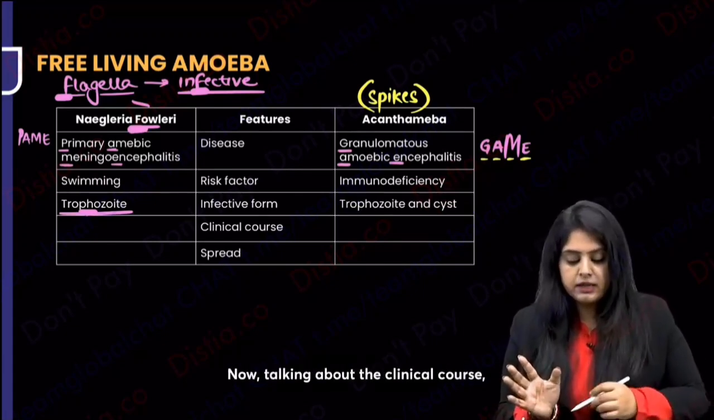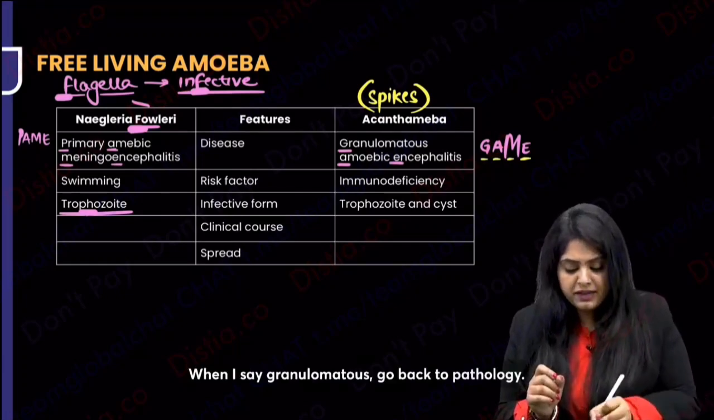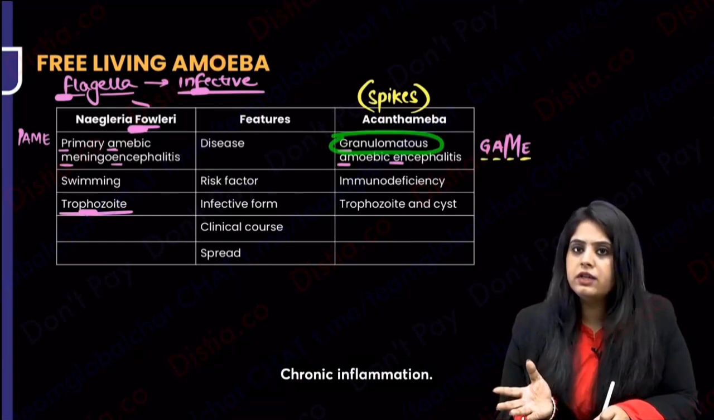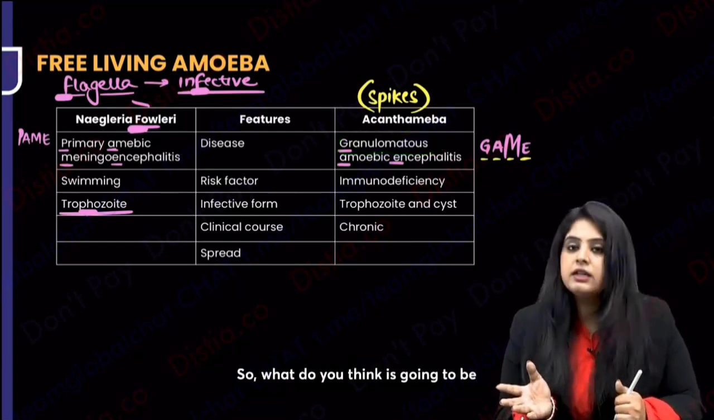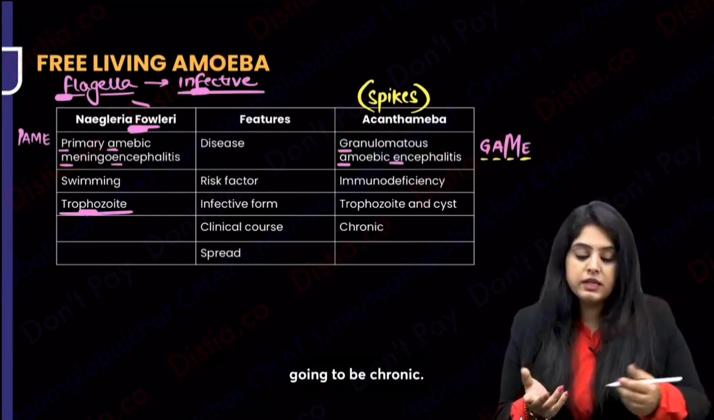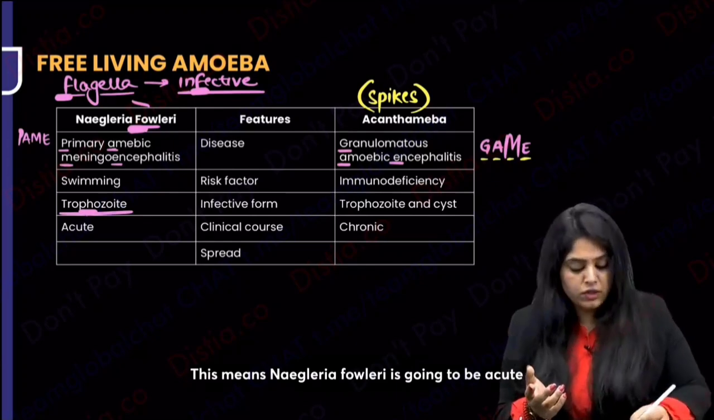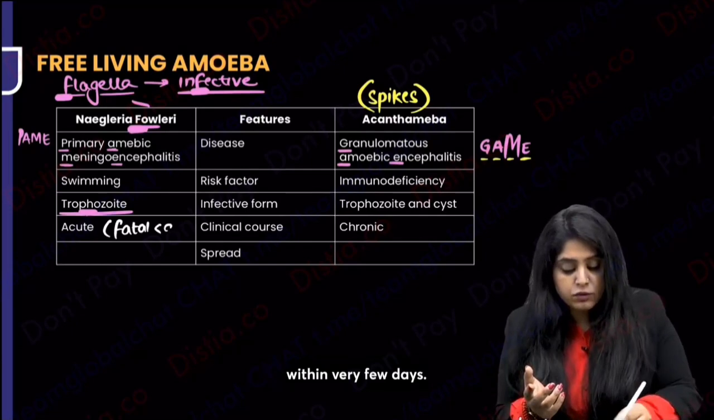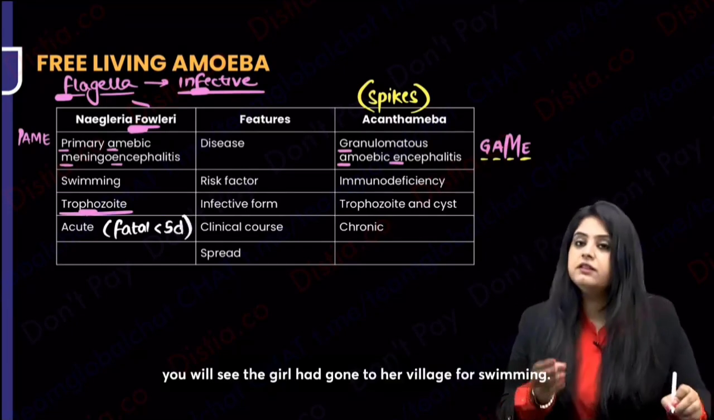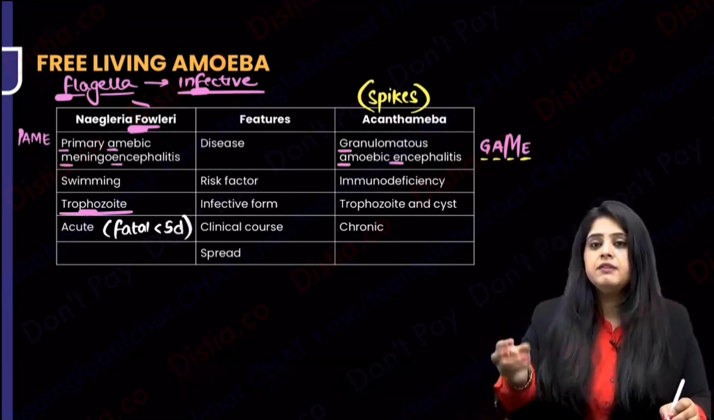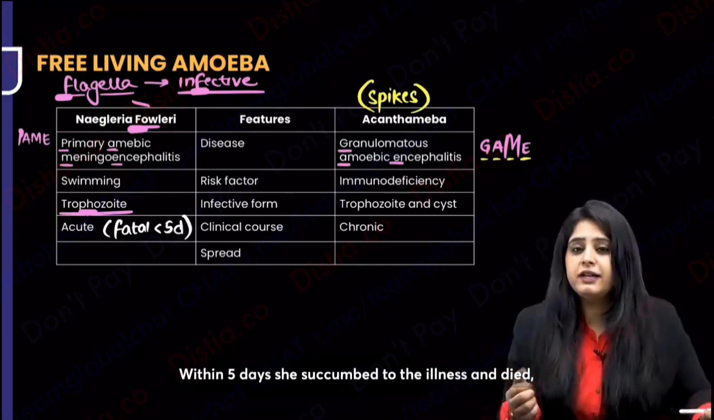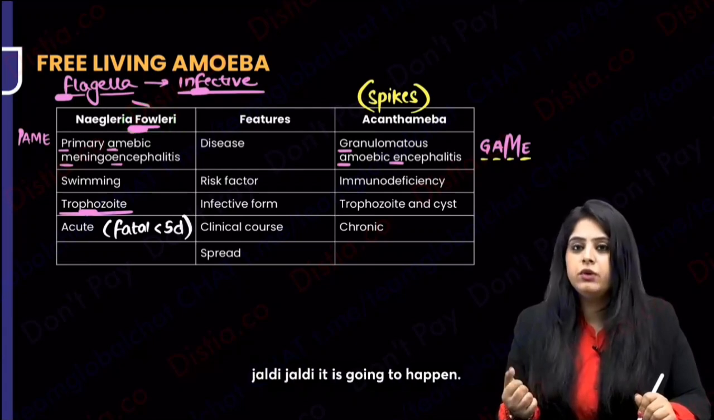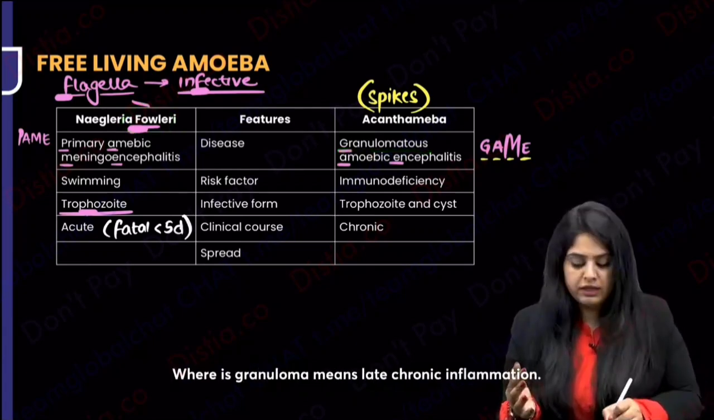Now talking about the clinical course. Listen carefully. When I say granulomatous, go back to pathology. Granuloma is what inflammation? Chronic inflammation. So what do you think is going to be the clinical course of this condition? It's going to be chronic. This means Naegleria fowleri is going to be acute, and that means I will get a history of fatality within very few days. You go back to your previous year question, you will see the girl had gone to her village for swimming. Within 5 days, she succumbed to the illness and died. But it is going to happen quickly. That is the foul play that is happening over here. Whereas granuloma means late, chronic inflammation.